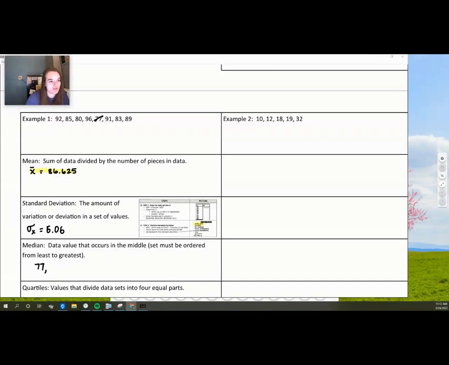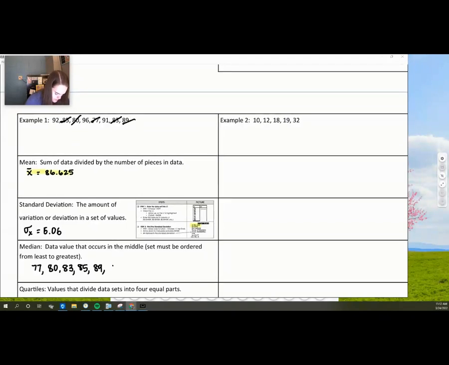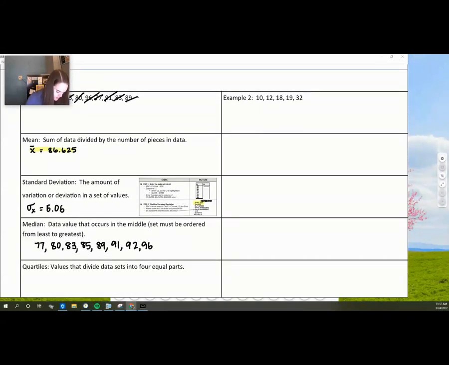So we're ordering it from least to greatest. 77, then we have 80, 83, 85, 89, 91, 92, 96. We're going to count them just to make sure we have the right number. 1, 2, 3, 4, 5, 6, 7, 8.